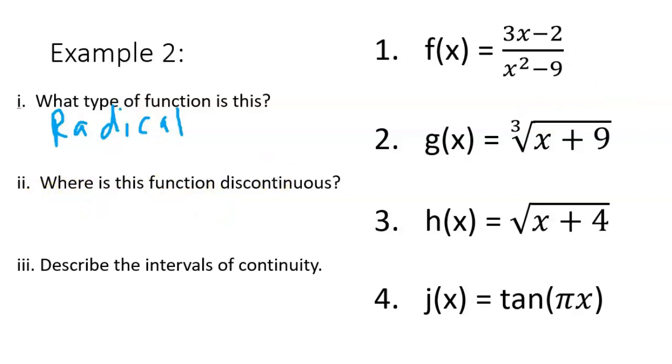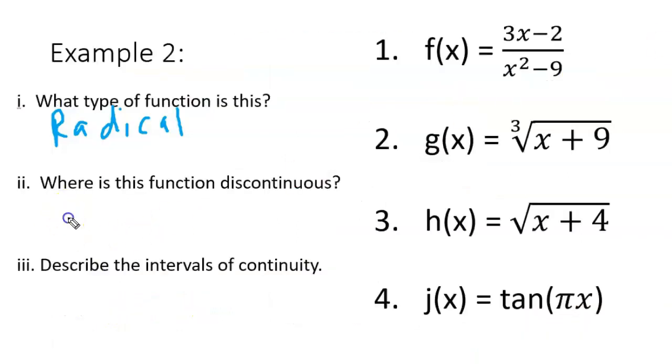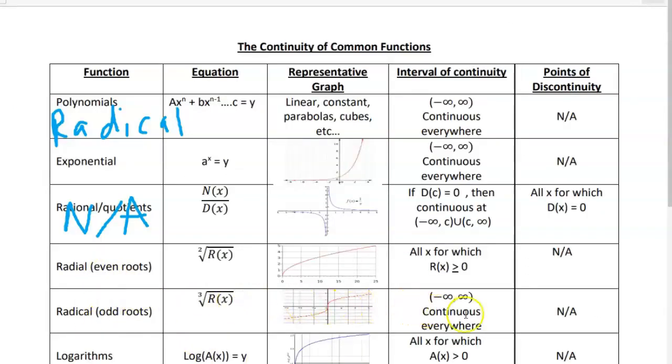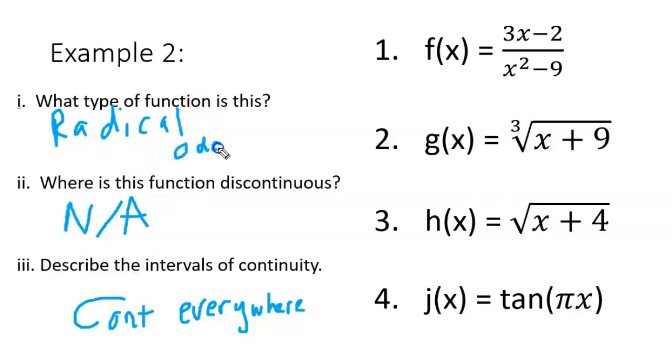Now, we want to know where is it discontinuous. So let's go back to our sheet. Radical functions with odd roots, oh, they don't have any discontinuities. So we're going to say there are none, it doesn't apply. There are no discontinuities for radical functions. So where is it continuous at? Let's go back to our sheet. Radical functions with odd roots are continuous everywhere. So we don't have to do any math on that. The answer is it's continuous everywhere. That means no matter what value of x you pick, there will never be any holes, gaps, or jumps anywhere in this function. So radical functions, and I should put odd root, radical functions with an odd root don't have discontinuities and they're continuous everywhere.